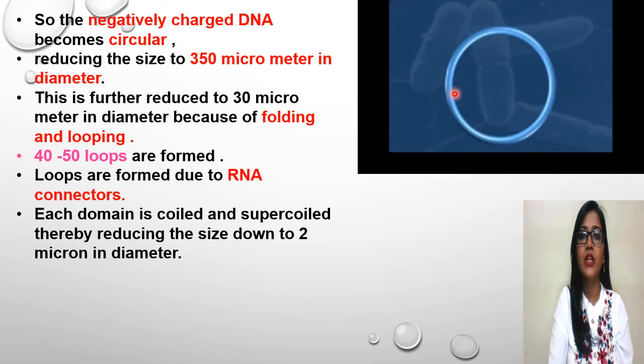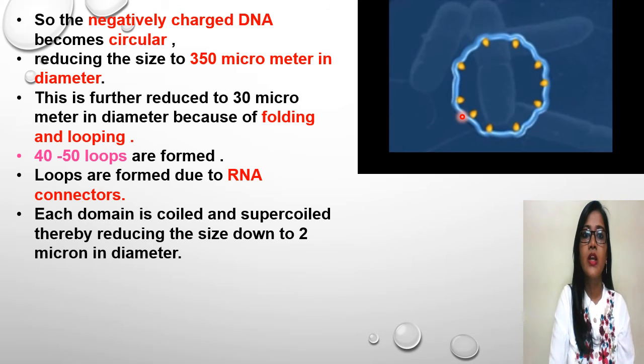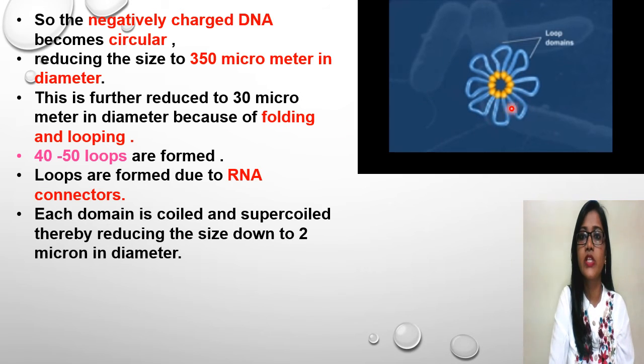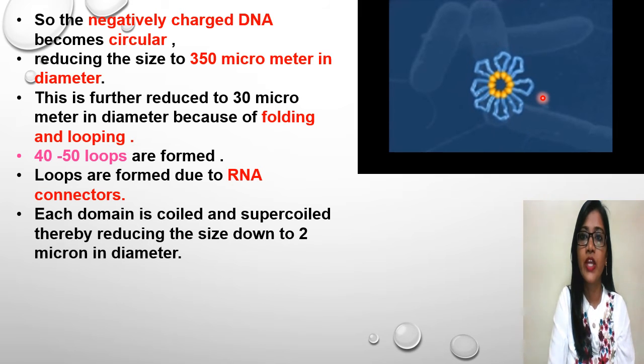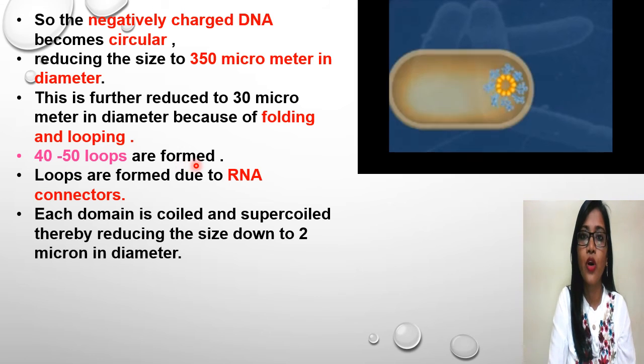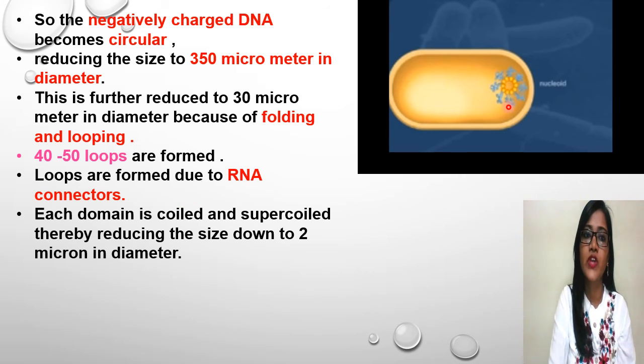The negatively charged DNA, which is circular, reduces its diameter, or gets folded. These foldings are the loop domains. These are the DNA binding proteins which are helping the DNA to form the loops. Just observe this animation. Each loop gets folded again, so there is supercoiling of the DNA. Near about 40 to 50 loops are formed. The loops are formed due to the RNA connectors, so there is loop formation because of the RNA connectors.